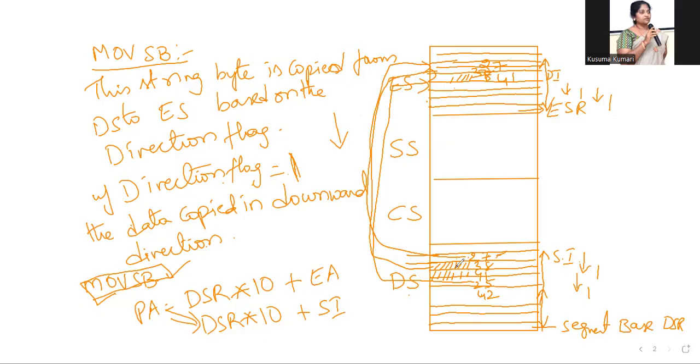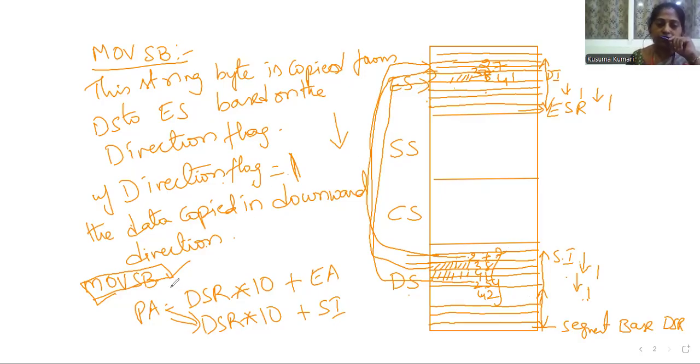Now the second memory location is identified here. Here also the next memory location is identified. Now the 38 is copied. Similarly, again the source index register is decremented by 1 automatically. Here the destination index is also decremented by 1 automatically. Then the third byte is transferred. So likewise, all the string bytes are transferred from data segment to extra segment.